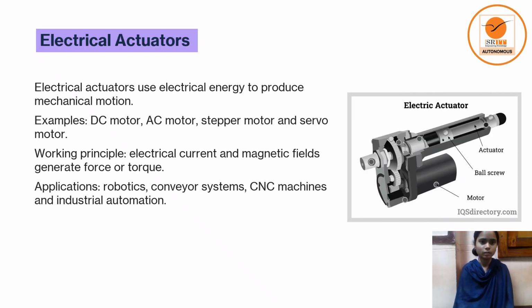Next, what are electrical actuators? Electrical actuators use electrical energy and convert it into mechanical motion. Examples are DC motor, AC motor, stepper motor, and servo motor. They mainly work on the principle of electrical current and magnetic fields, and generate force or torque. Main applications are robotics, conveyor belts, CNC machines, and industrial automation.